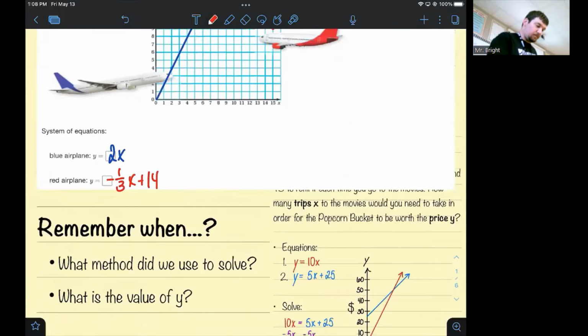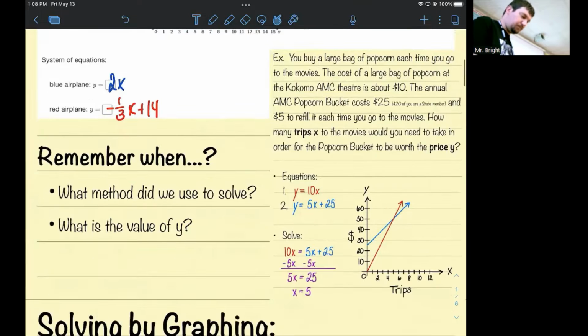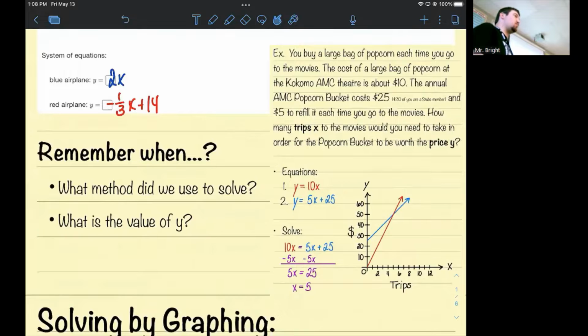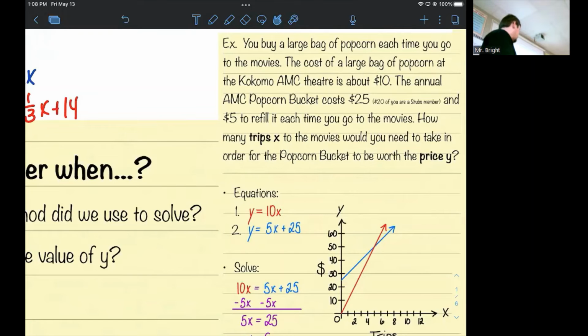We also have done a problem like this before. One of my favorite problems of the school year. Do you remember doing the popcorn bucket problem? That was back before Christmas, when we were first learning to graph equations back in chapter 4. The problem said you buy a large bucket of popcorn, you're trying to go to the movies. The cost of a large bag of popcorn is $10. The annual popcorn bucket is $25, and $5 to refill it.